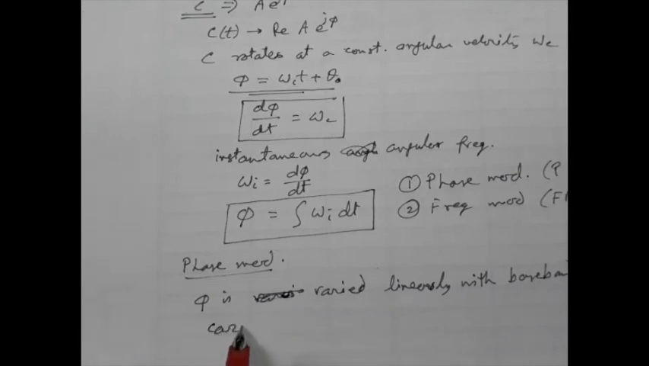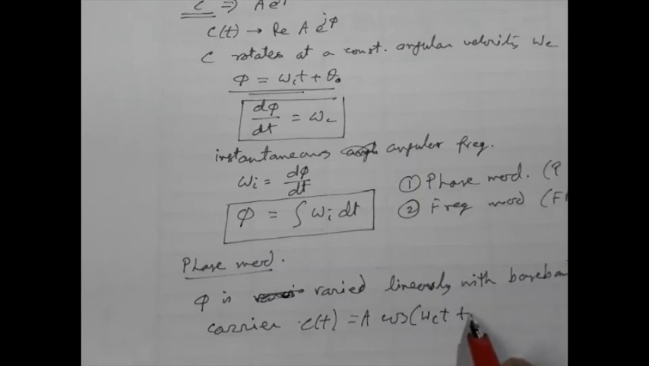So carrier signal A cos(omega c t plus theta 0) is equal to A cos phi, where phi equals omega c t plus theta 0. If we neglect this term theta 0, phi is approximately omega c t. Now according to phase modulation, this phase angle phi is varied linearly with the baseband signal. So we can write instantaneous phase phi i equal to omega c t plus some constant times message signal m(t). This constant is the phase sensitivity.